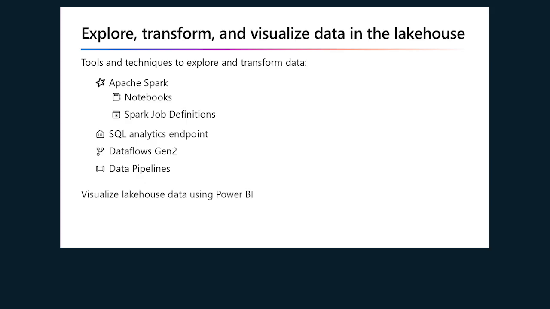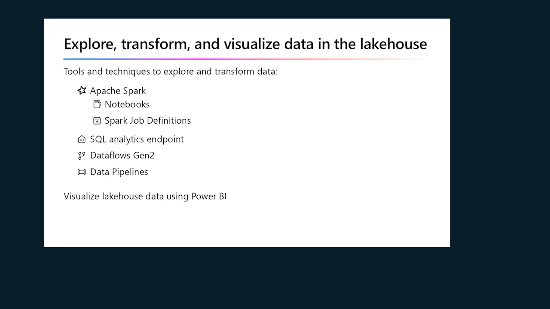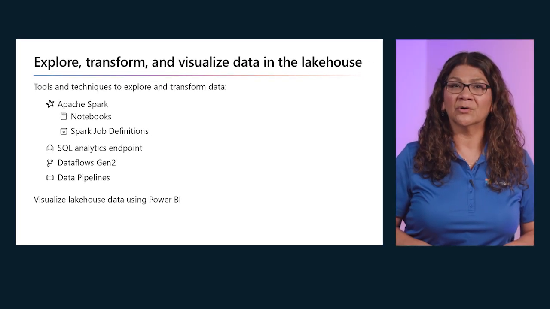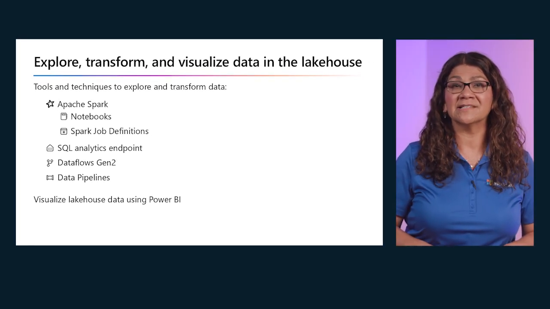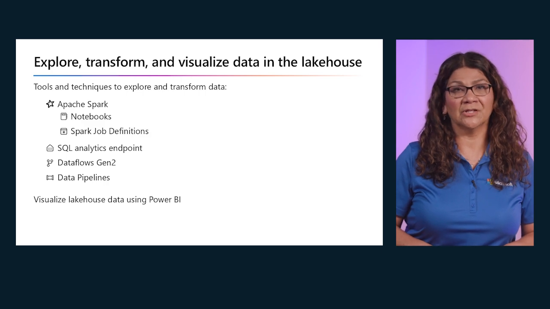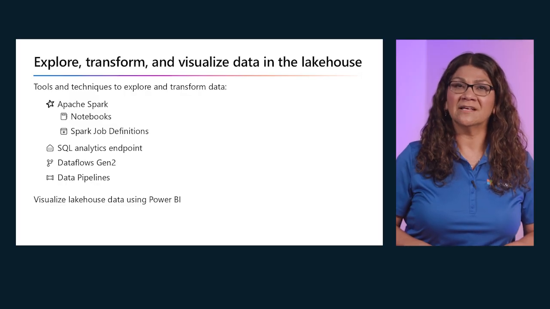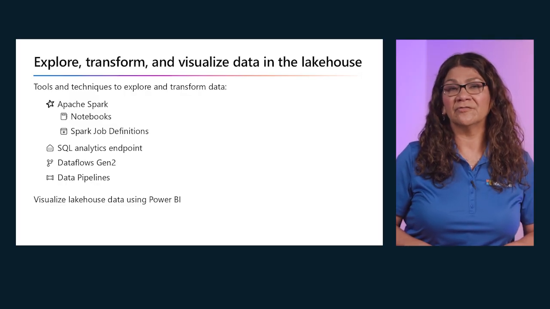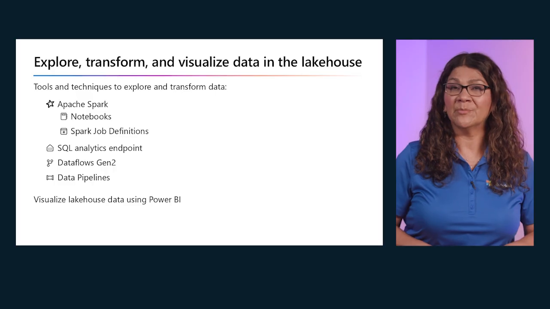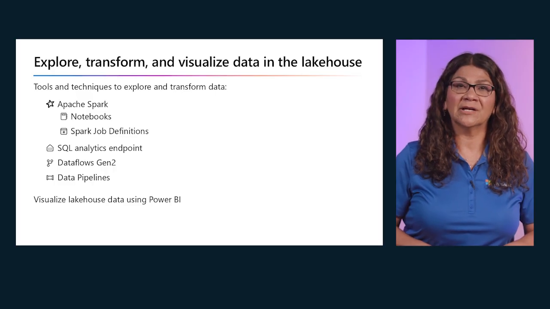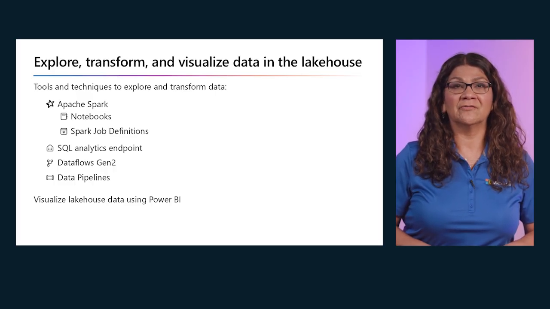Dataflow Gen 2 can be used for ingestion and transformation, and it is set up in Power Query Online in Fabric. Pipelines are used to orchestrate activities for more complex extraction, transformation, and loading. More on both those tools a little later on. Lastly, visualizing data in the Lakehouse, Warehouse, or in Fabric can be done in Power BI, as you can easily create a report from the data that you've uploaded into OneLake.